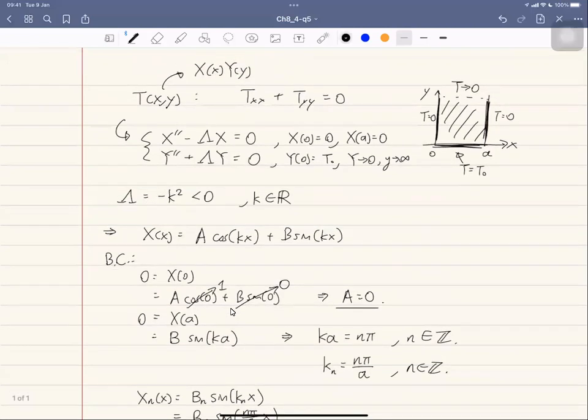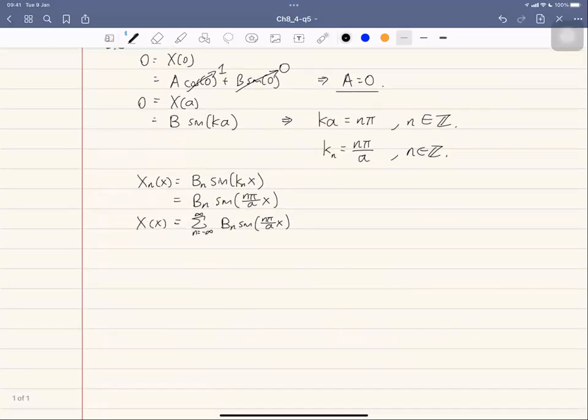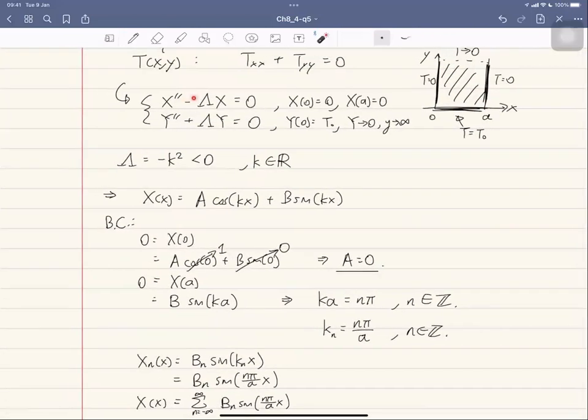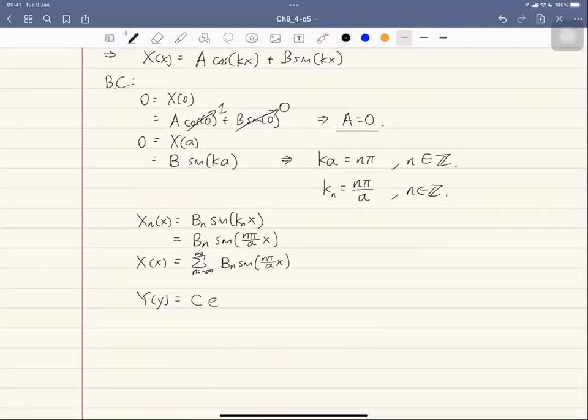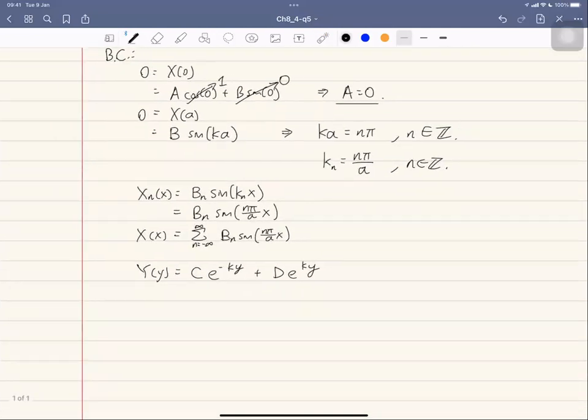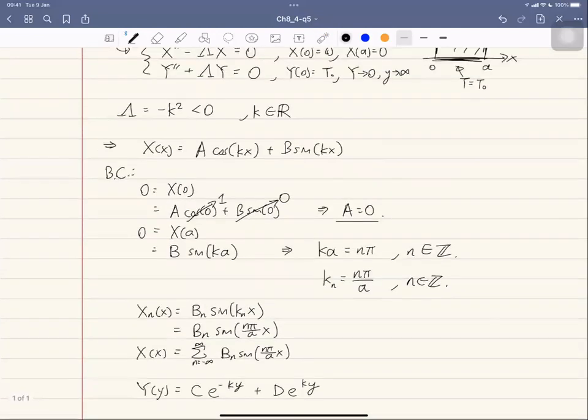Now we want to find the y part of it as well. And so for the y part, because now that is almost a simple harmonic equation, but with a positive sign, right? If this one is sine cosines, the other is going to be exponentials. So we are going to write e to the minus ky plus d e to the ky like this. So that's the solution to this one.